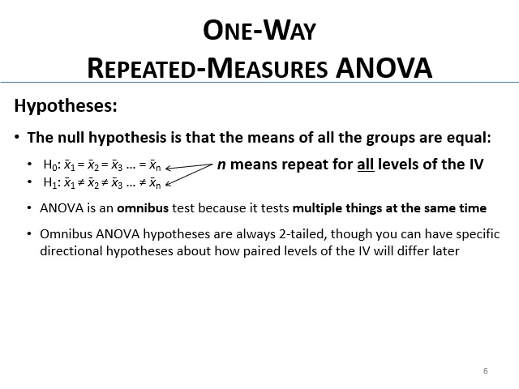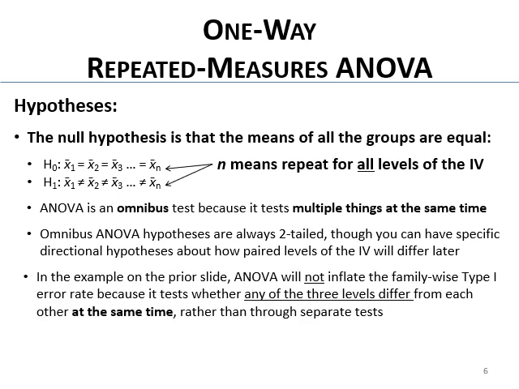And the hypotheses for the ANOVA omnibus test are always two-tailed. It's all equal versus not all equal. That's all you get. So in the example on the prior slide, the ANOVA isn't going to inflate the type 1 error rate because it tests if any of the 3 levels of annoying noises differ from each other at the same time rather than doing separate paired tests.